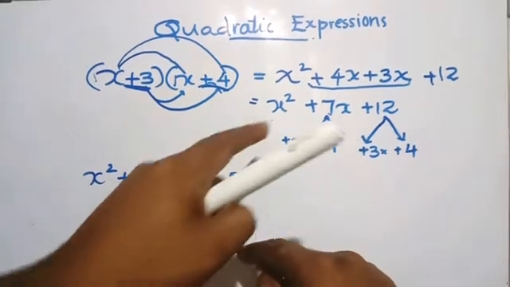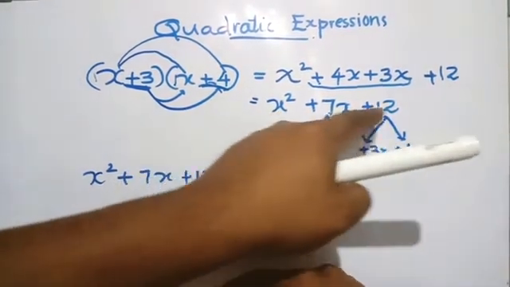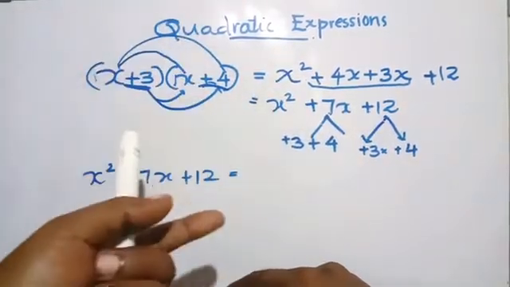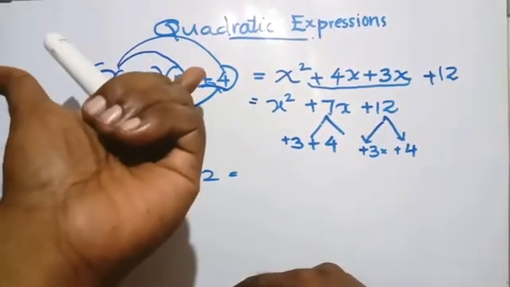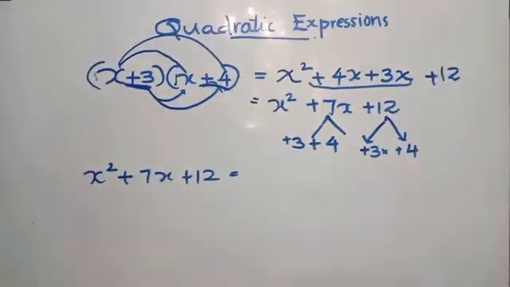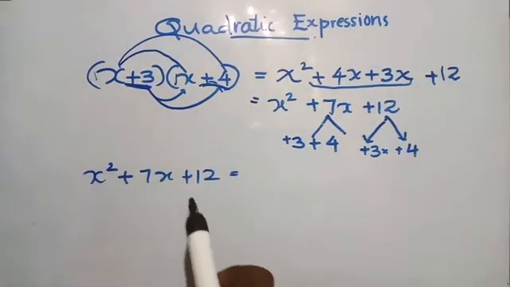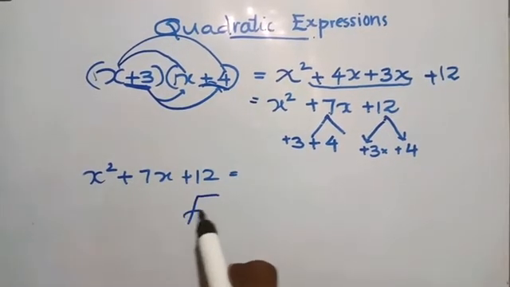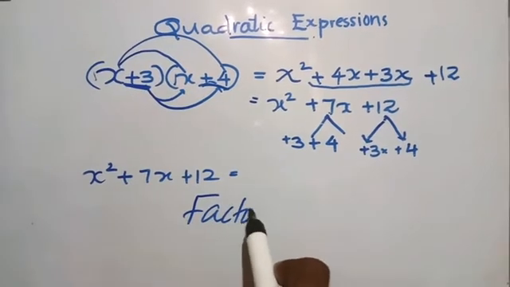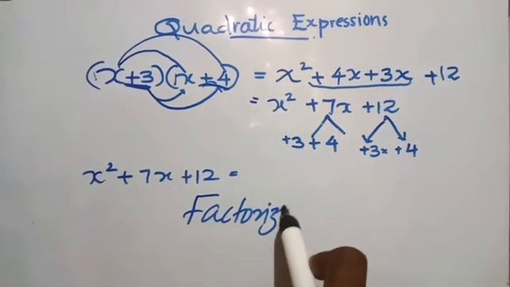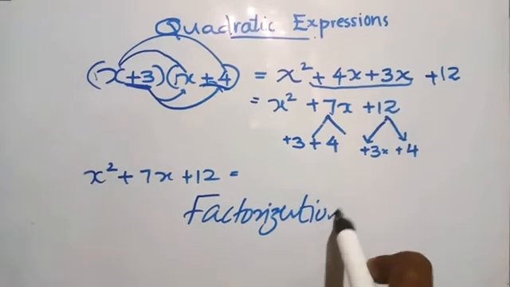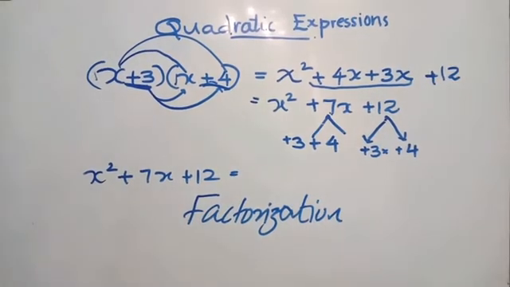So in the reverse process, the expanded expression will be given. We have to make it as two parts. This process is known as factorization.